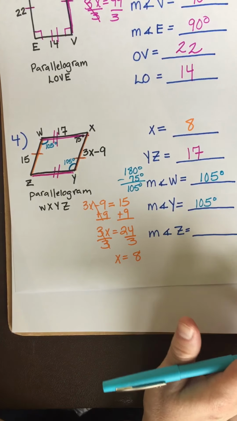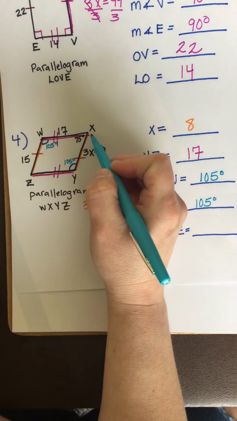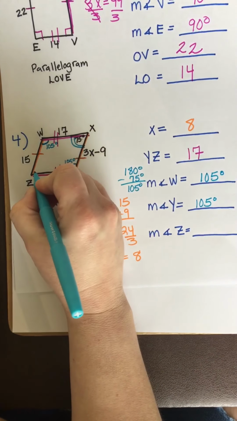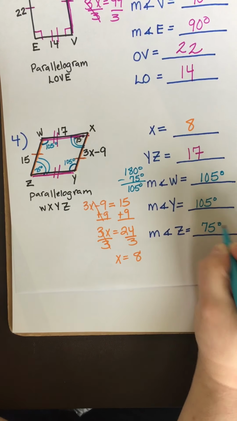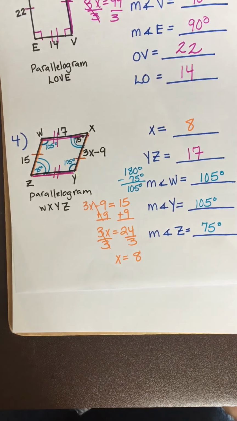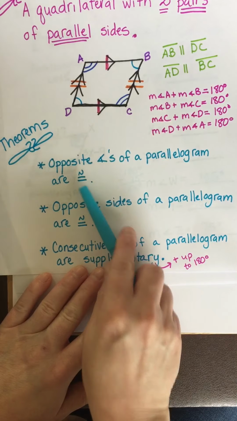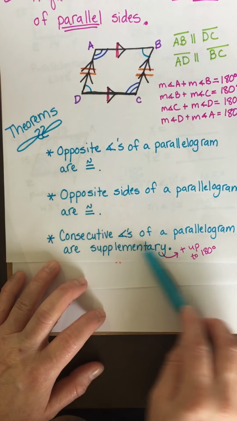They're equal. And then the last part, it wants me to find the measure of angle Z. Z is opposite angle X, so if X is 75, guess what? That means Z also has to be 75 degrees. All right, so just to sum it up, when you have a parallelogram, which is a quadrilateral with two pairs of parallel sides, then opposite angles are congruent, opposite sides are congruent, and consecutive angles add up to 180.